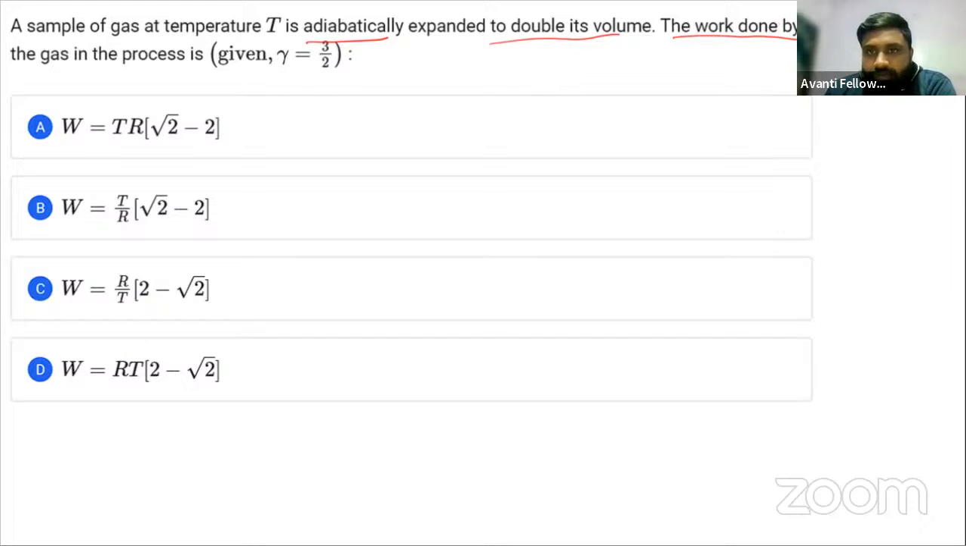I'm giving you 2 minutes to solve this question. Try to solve this question. Let me know the answer.